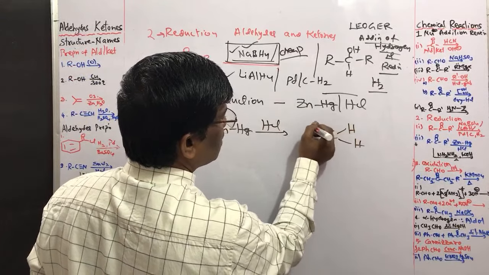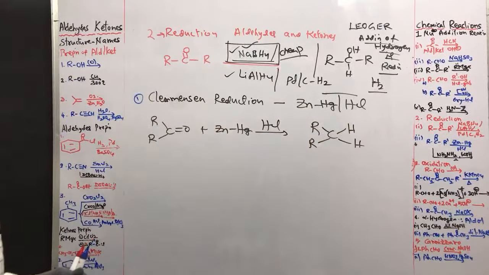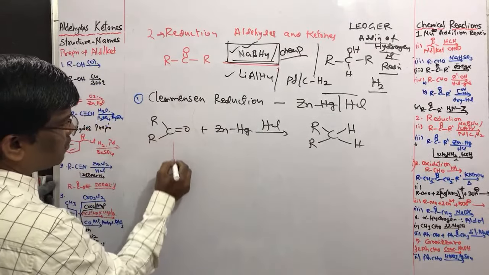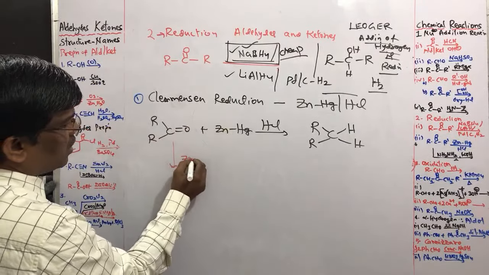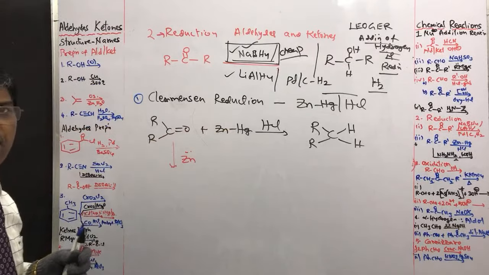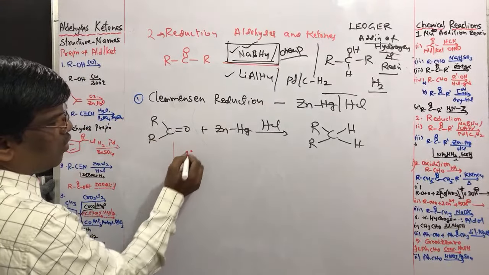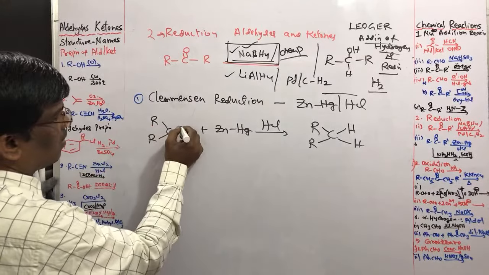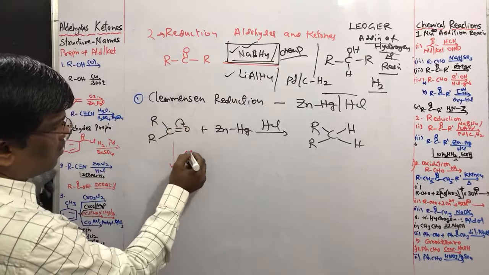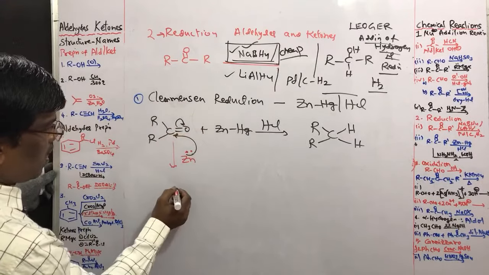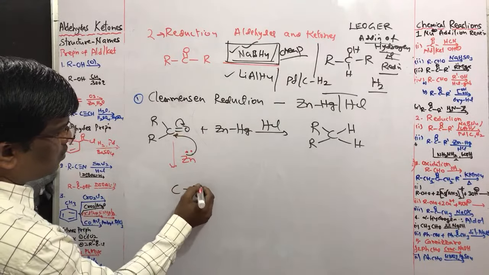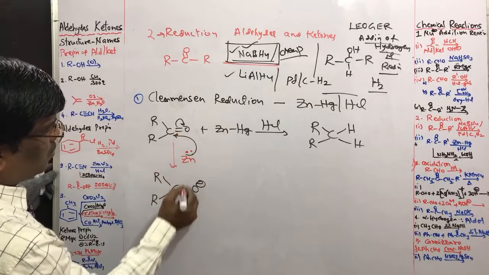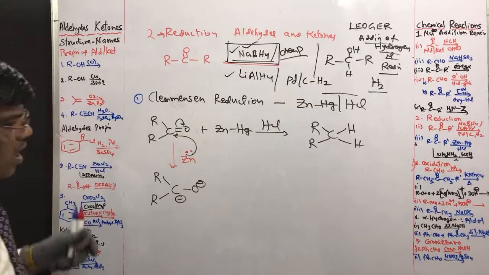And the mechanism is very simple, students. First it takes up electrons from zinc. It is going to donate 2 electrons to form carbon. Sorry.